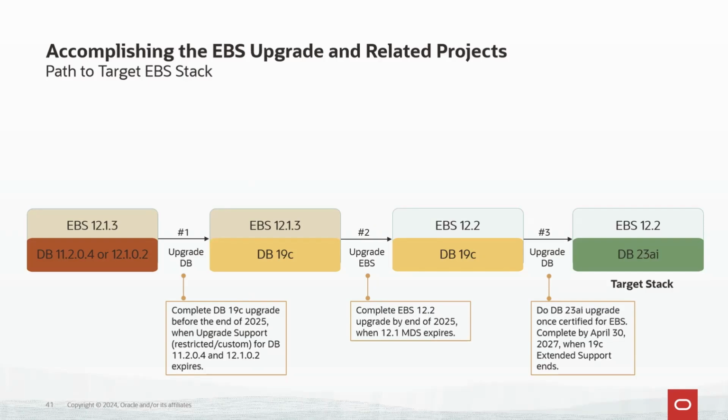So what I'm showing is if today you're running eBusiness Suite 12.1.3 on either database 11.2.0.4 or 12.1.0.2, the first order of business is to get the database upgrade done such that you're running 12.1.3 of EBS on database 19C. And after that, a close second would be to complete the upgrade from eBusiness Suite 12.1.3 to eBusiness Suite 12.2. Once you're running on eBusiness Suite 12.2 and database 19C, you have some time to contemplate the move to database 23AI. As you can see, that's the final step towards the target stack.